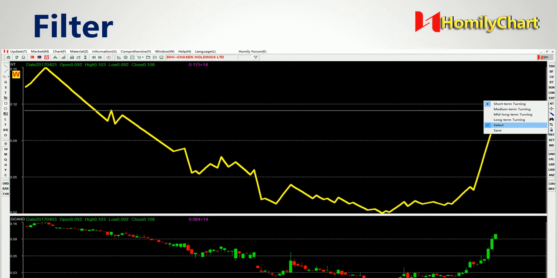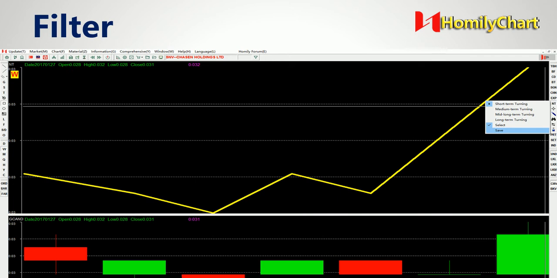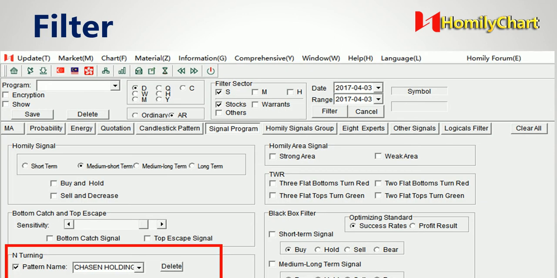Then select first. Find this area, okay? Then you click filter. Then you click select. Then this one will come out. Pattern name, tracing holding. So this is for the uptrend, okay? So I will show you how to do that.